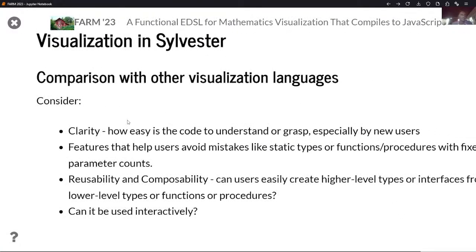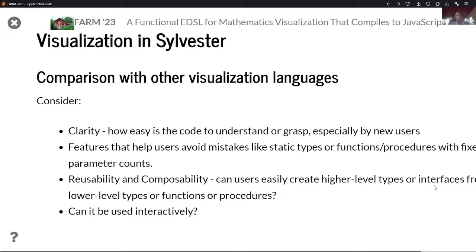Okay, and if we're talking about comparing Sylvester to other visualization languages, of course there are a lot of different visualization languages. Some of the things we consider are: how easy is the code to understand? How easy is it to grasp, especially by new users? Static types help users avoid mistakes. But the key thing is reusability and composability. Can users easily create high-level interfaces from lower-level types or functions and procedures? That's something that I think is really missing from most visualization languages and libraries today.